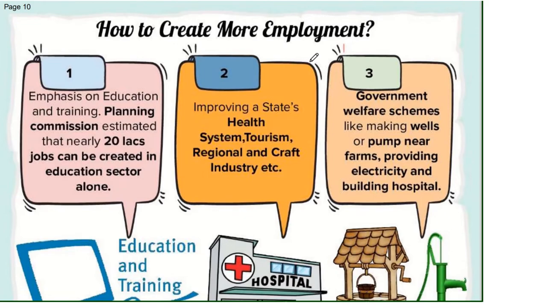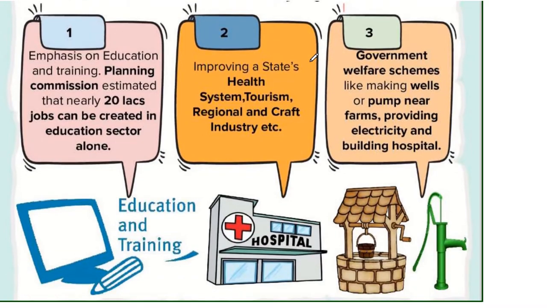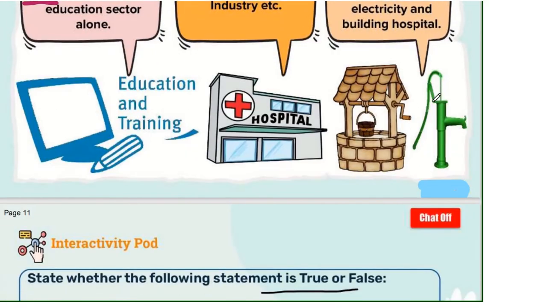So, how to create more employment? Once again, emphasize on education and training. The Planning Commission estimated that nearly 20 lakh jobs can be created in the education sector alone. How much? 20 lakh jobs. Improving a state's health system, tourism, craft industry, etc. Improving economic conditions also. Government welfare schemes like wells pumped near farms, dams, building hospitals, electricity and all.